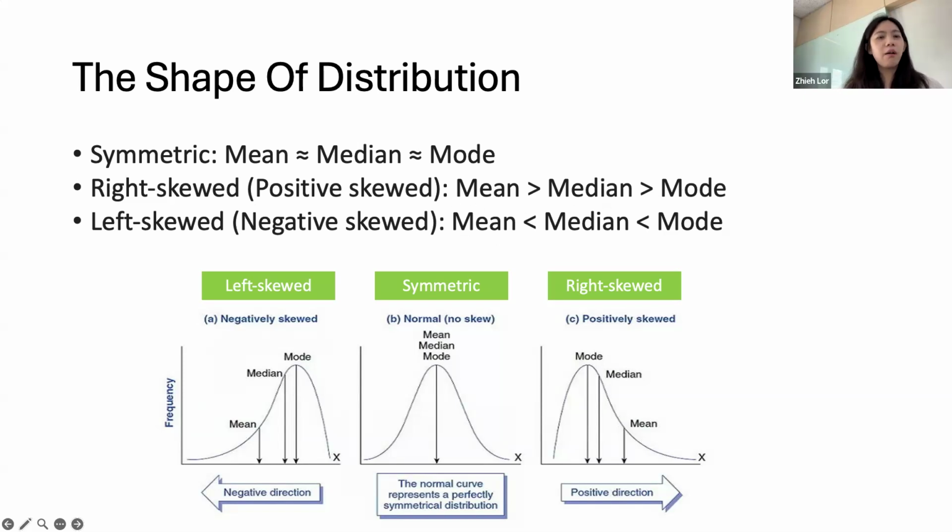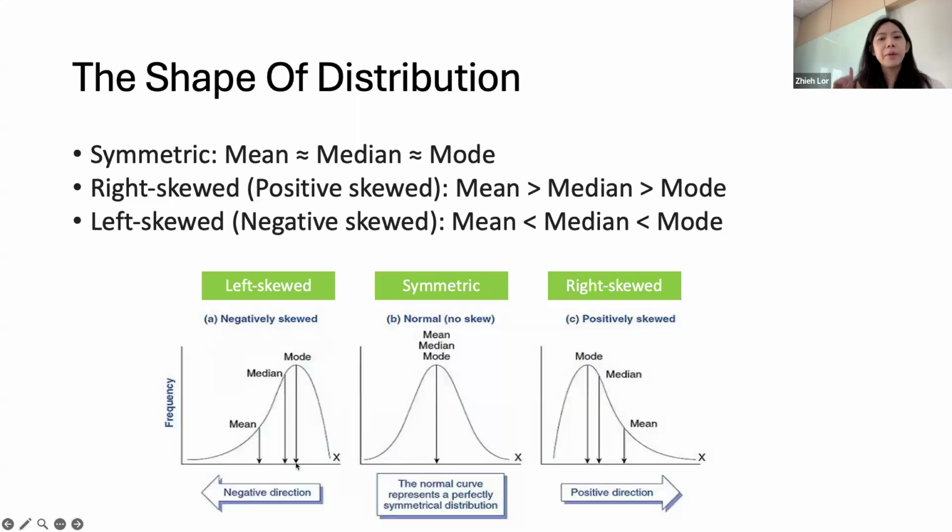The other one is called left skew. So it's the other way, which means that it is negatively skewed. Here is 0, the starting point, and then 1, 2, 3, 4, 5. Maybe my mean is 5, and after that maybe 8 is my median, and the mode will be here.